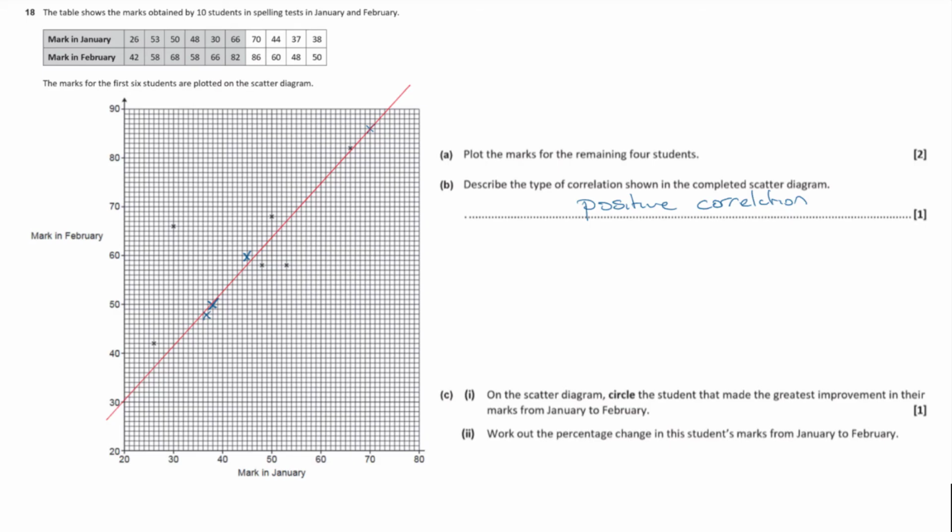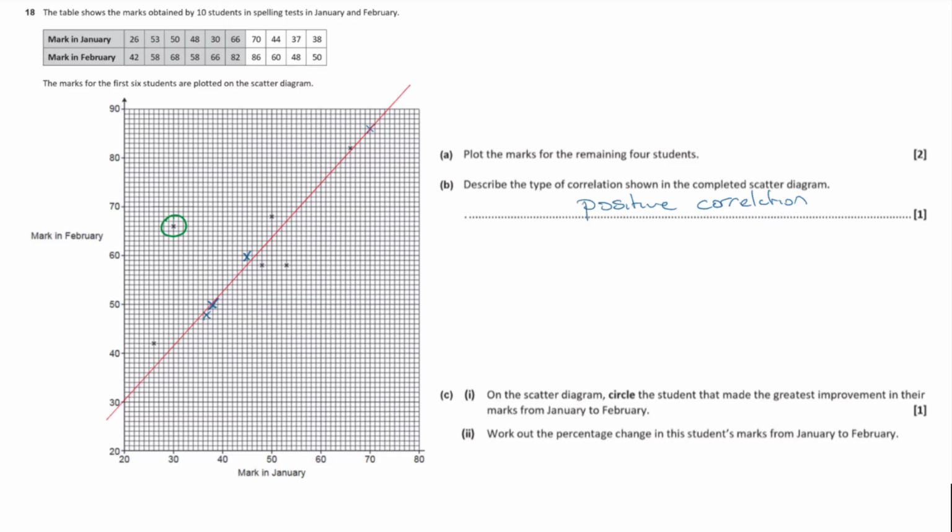Part C, on the scatter diagram, circle the student that made the greatest improvement in their mark from January to February. Now that's going to be this outlier over here. Okay, can you see he's quite low in his January score, but he's well up in the February score. So he's the one highest above the line of best fit, furthest away from the line of best fit. So yeah, he's done the most improved from one to the other.